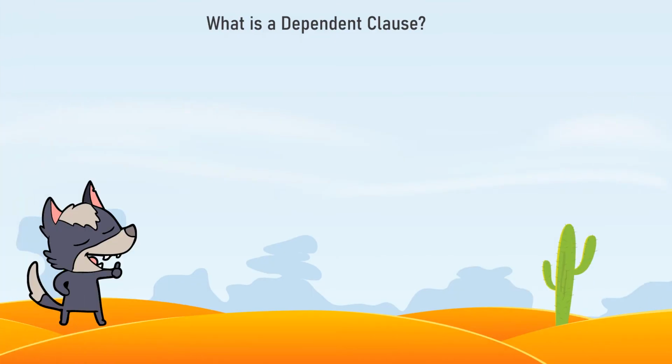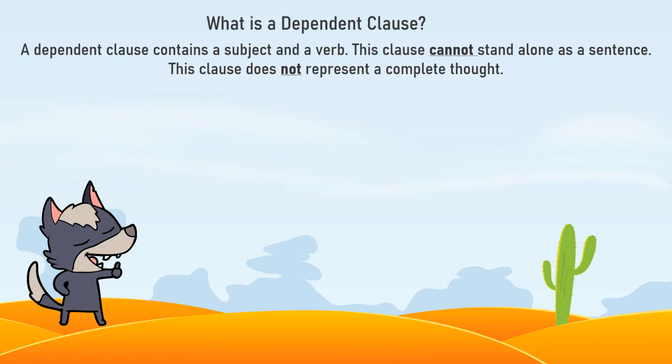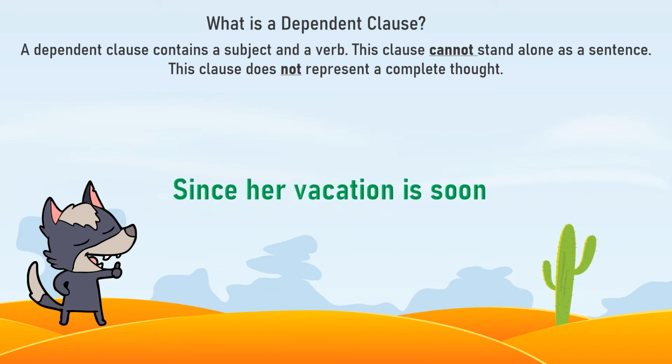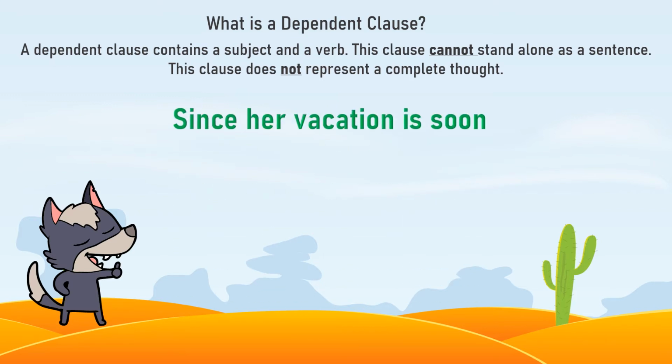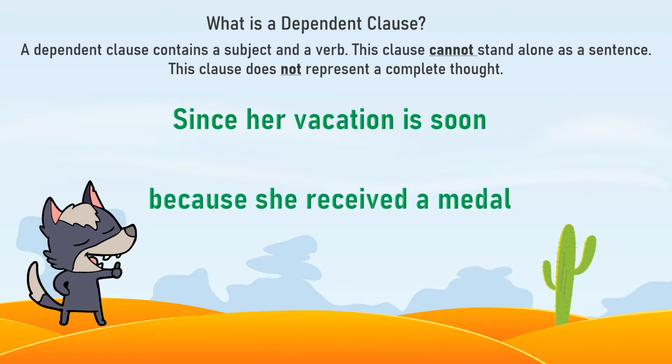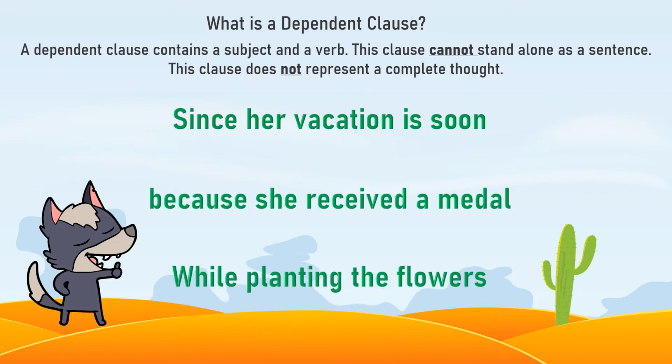What is a dependent clause? A dependent clause contains a subject and a verb. However, this clause cannot stand alone as a sentence. This clause does not represent a complete thought. For example, since her vacation is soon, because she received a medal, while planting the flowers. Notice that these clauses contain a subject and a verb, but don't give us too much information to work with. Therefore, they do not express a complete sentence or a complete thought.